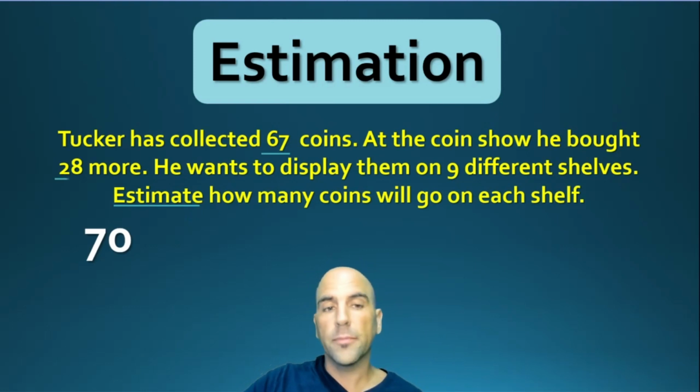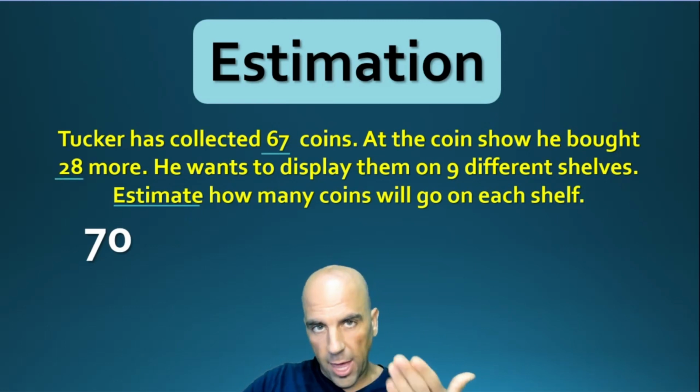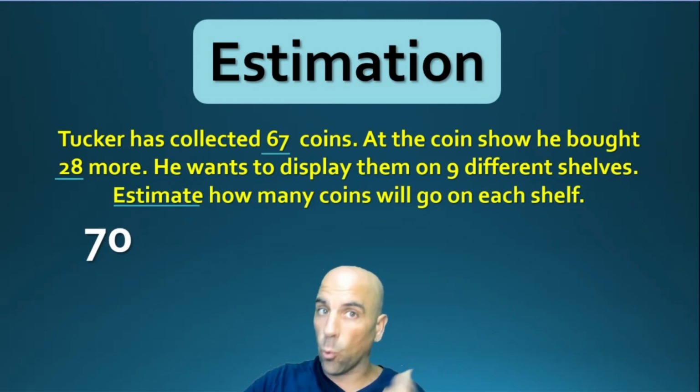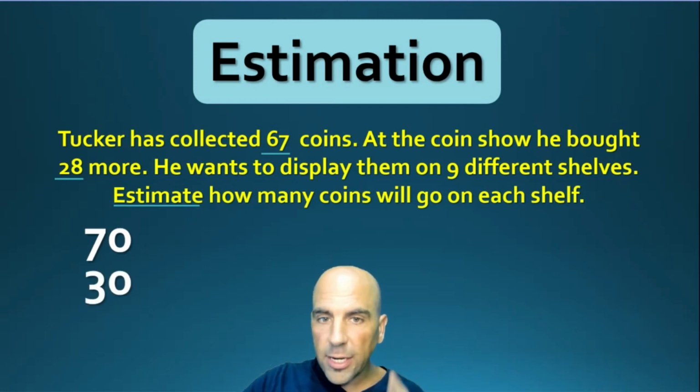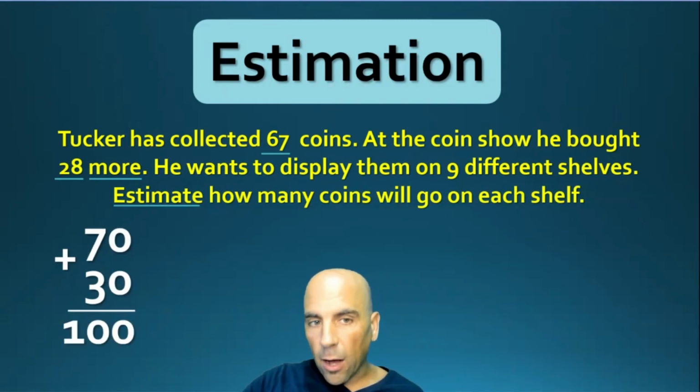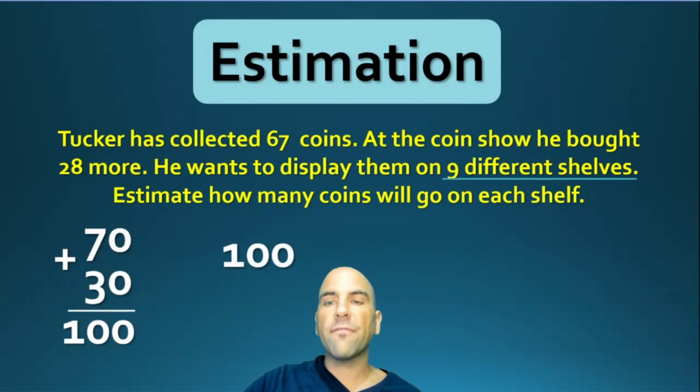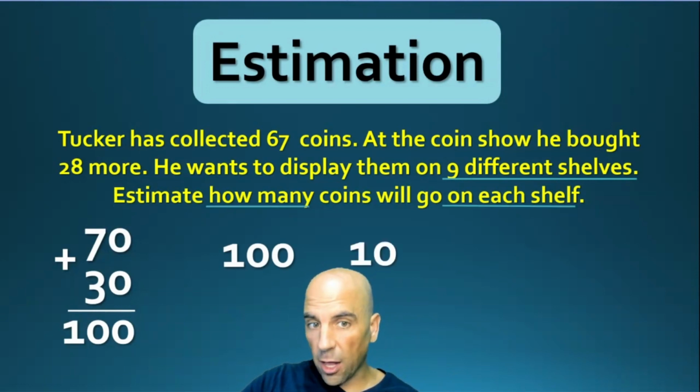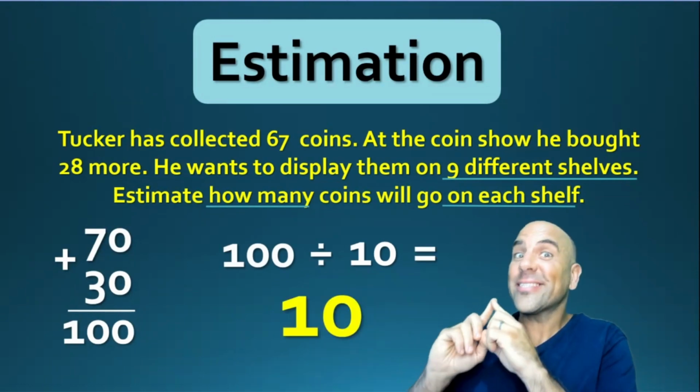So that's 70. And 28. Okay, so 8 is higher than 5. So it's going to turn to 0 and add 1 to the tens again. That's going to be 30. Now he says he bought that much more. So that's an addition problem. This is 100. Now we have something else to do. Okay, we have 9 different shelves to display that 100 on. So we're going to round 9 up to 10, right, because it's 1 away from 10. And what are we going to do? Oh, on each shelf, that's division, people. And 100 divided by 10 is 10.